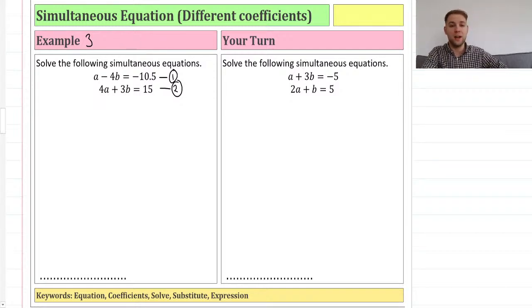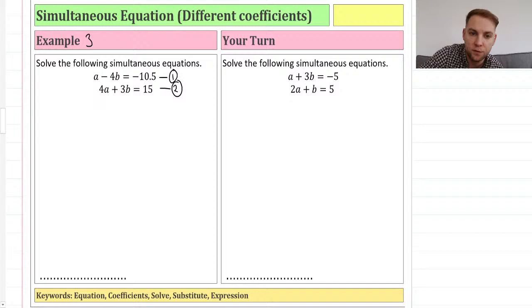Now the problem we've got here is that both A and B are not the same. We don't have the same coefficients on A or B. So I'm going to have to either make A or B the same. Now for this one here, I'm actually going to make B the same. But the problem with that is you've got to try and find what number the coefficients of B go into.